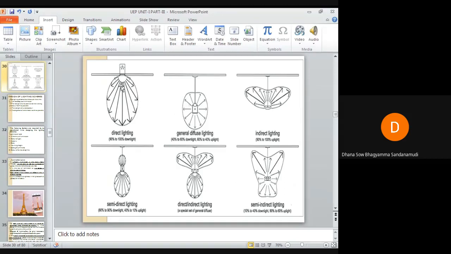You can see the luminous flux lines here, 90 to 100% down light. This is our general diffuse lighting, which should be 50-50%, 50% upward and 50% downward. Indirect lighting should be 90% or 100% upward. Semi-direct means 60% downward, 40% upward. You can see the arrow marks which show the direction of the luminous flux lines. So this is about different types of lighting schemes.